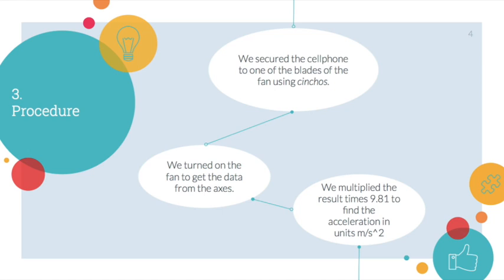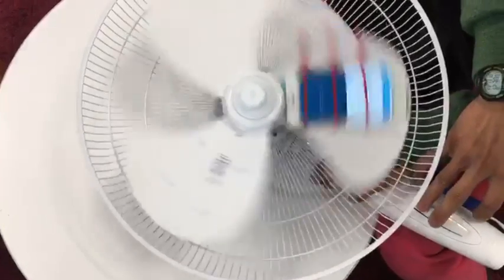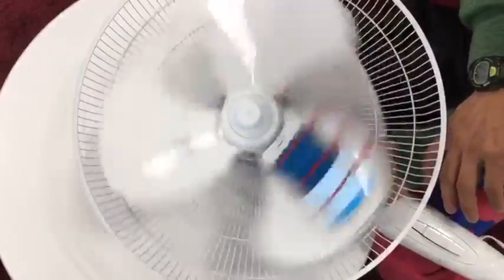Next is the procedure. First, we secure the cell phone to one of the blades of the fan using cinches. Secondly, we turn on the fan to get data from the axis. Next, we multiply the result times 9.81 to find the acceleration in units of meters over seconds squared.